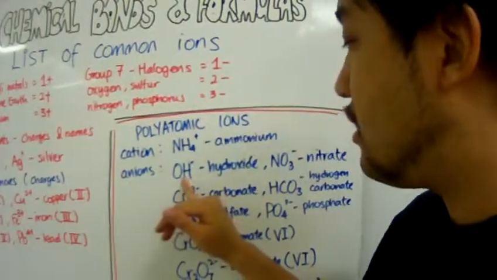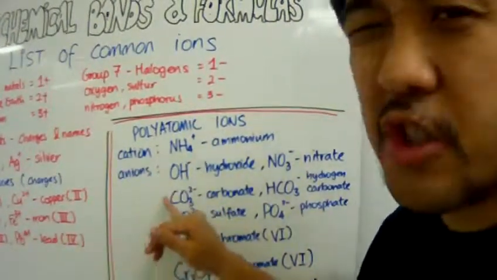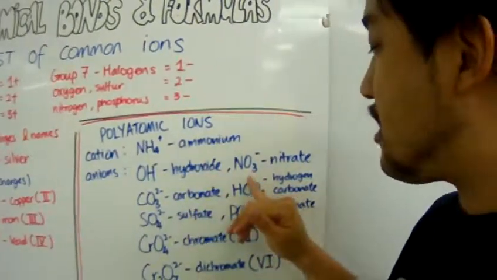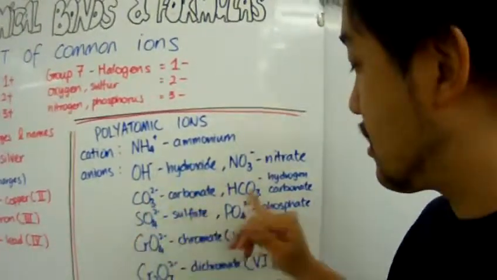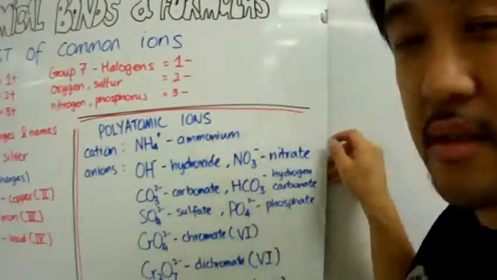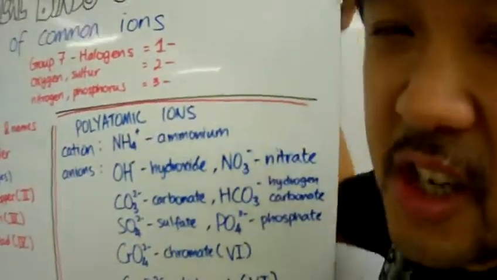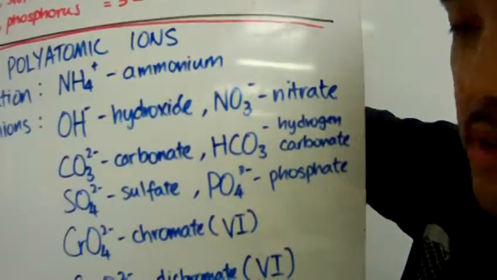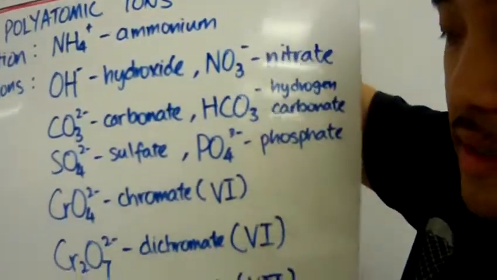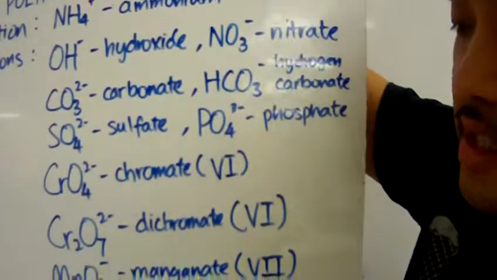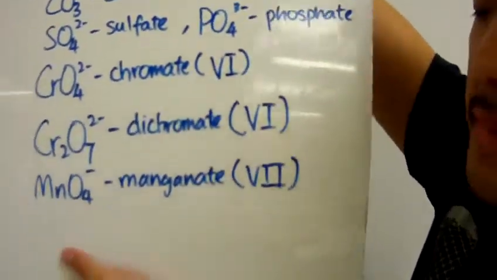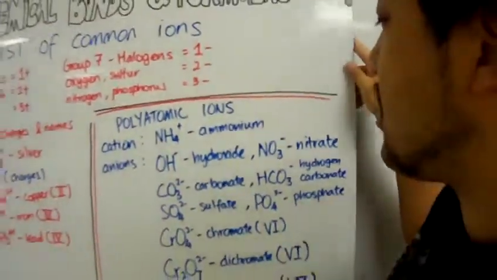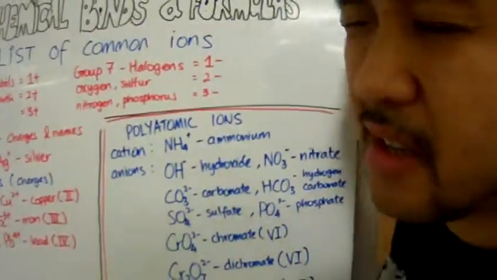Anions, there's a whole slew of them. There's hydroxide, nitrate, carbonate, hydrogen carbonate. I'm going to bring the list closer to you. Sulfate, phosphate, chromate, dichromate, and permanganate. So these are the list of the polyatomic ions.